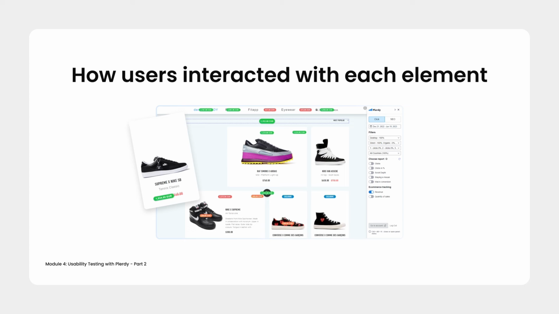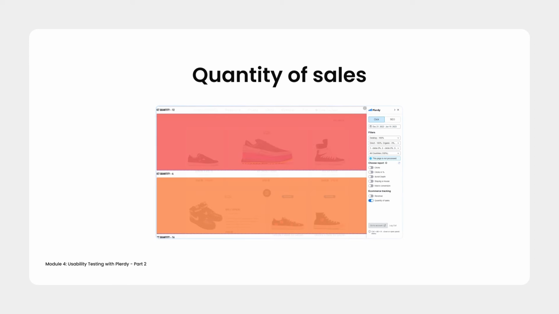On this page, you'll see a report showing how users interacted with each element before purchasing. The higher the assigned price, the more influential the element was in driving sales. By selecting quantity of sales in the panel, you can identify which part of the page is most effective. This report is available for e-commerce websites and sites selling services or digital products, as long as you have a thank you page to confirm successful transactions.